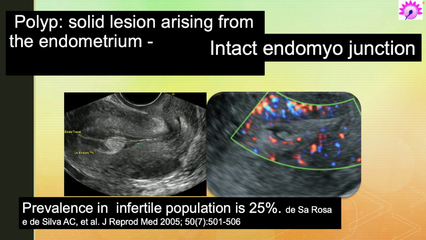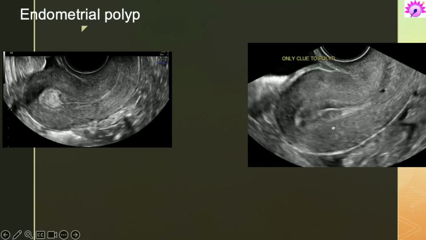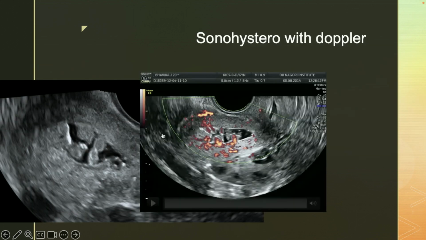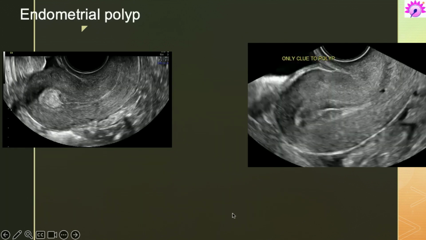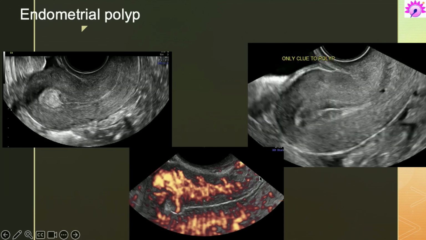Going to polyps: solid lesion arising from the endometrium, with an intact endometrial-myometrial junction. The prevalence is very high. You cannot exactly predict the prevalence, just for the reason that most of them are asymptomatic, and the polyps may be single or multiple. Even if they are multiple, every single polyp shows a single feeding vessel, and it is a single feeding vessel which is diagnostic of a polyp.